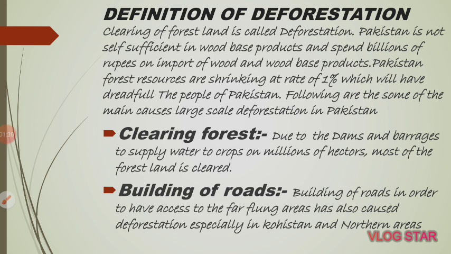For millions of hectares of irrigated land or fields, we need water, and this is the purpose for which we want to build dams. So we cut down the forest. Now, the building of roads. You want to connect one area to another, so we have to build them. We build the roads. For example, in Kohistan and the northern areas, we are cutting the forest so people can reach each other easily.